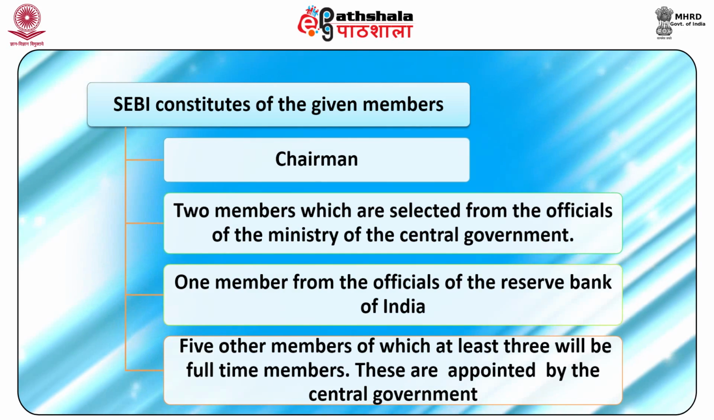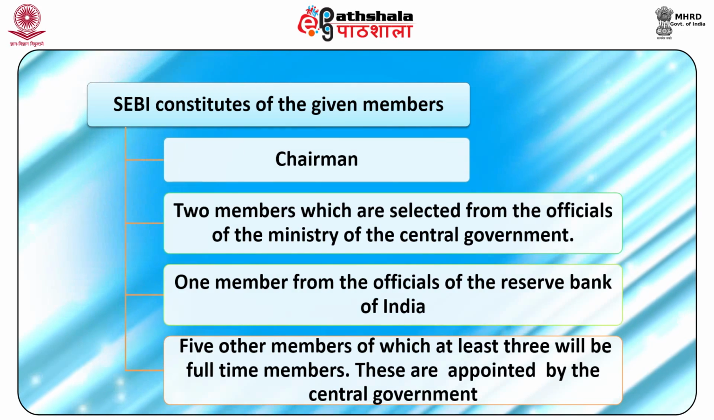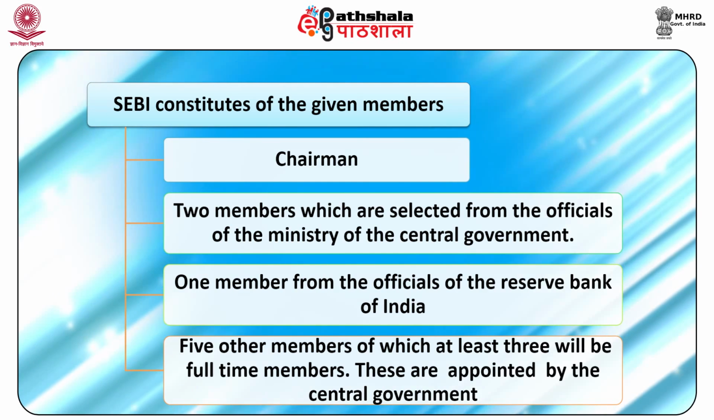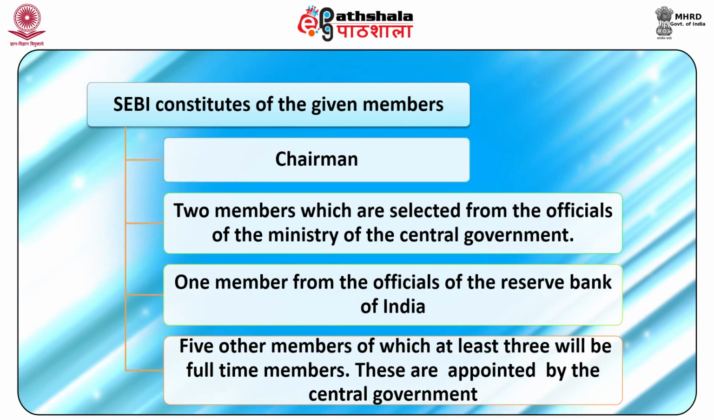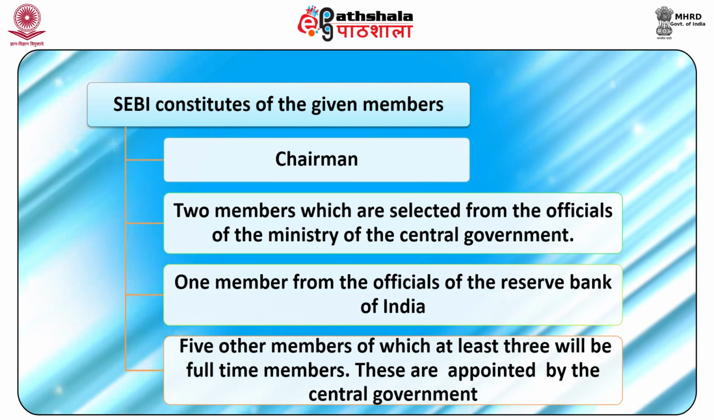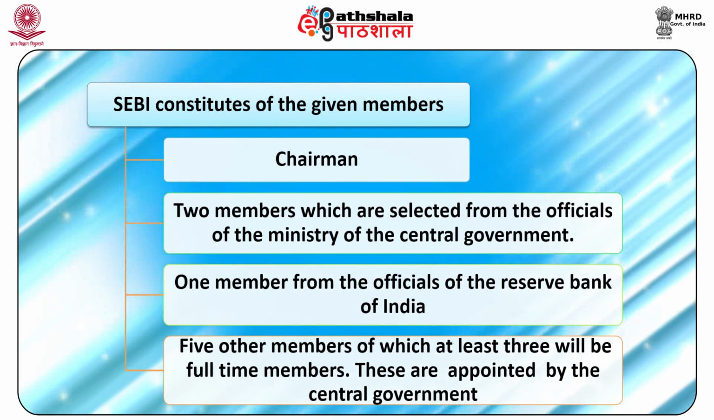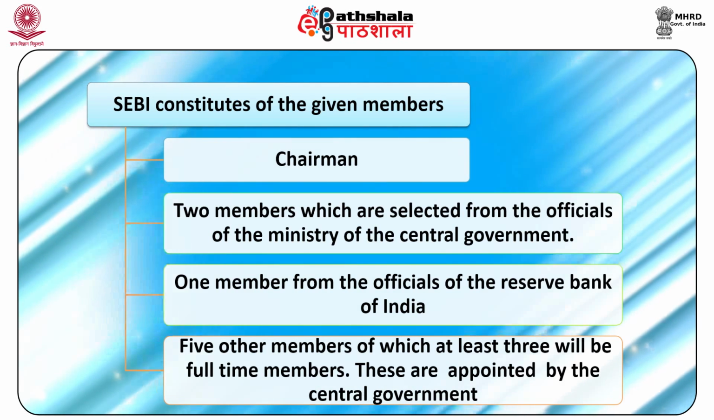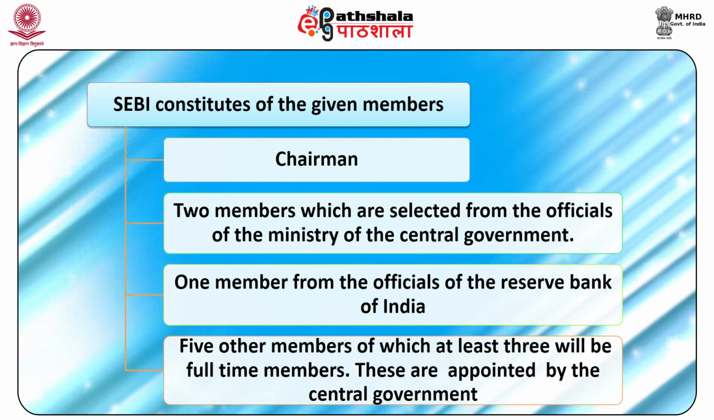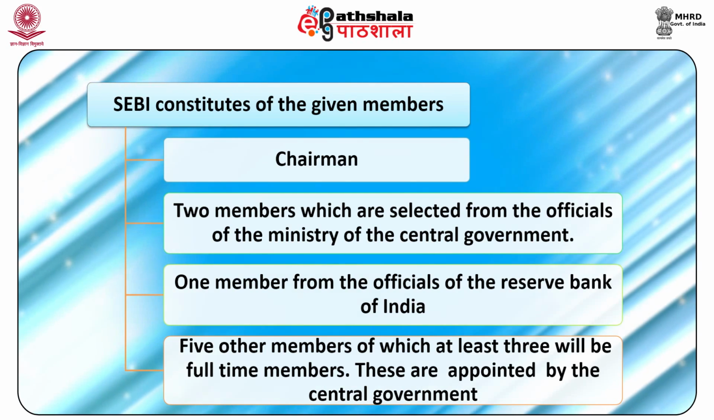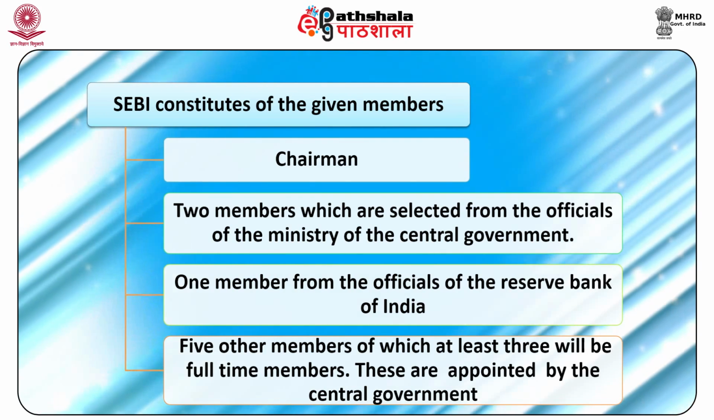SEBI consists of the given members: A. The chairman. B. Two members selected from the officials of the Ministry of Central Government, who deal with finance and administration of Companies Act 1956. C. One member drawn from the officials of Reserve Bank of India. And lastly, D. Five other members, of which at least three will be full-time members. These are appointed by central government.